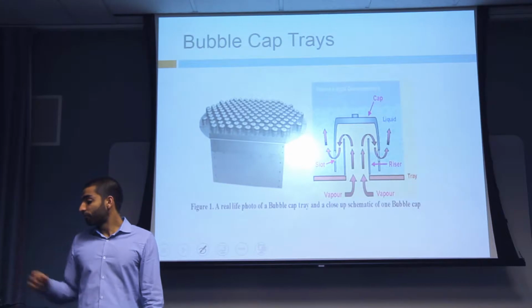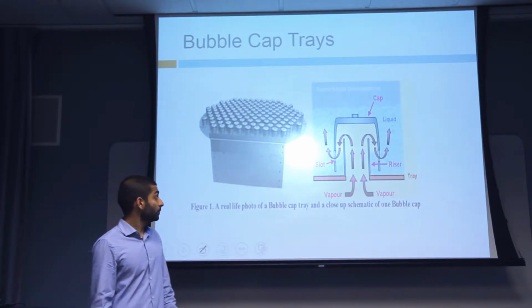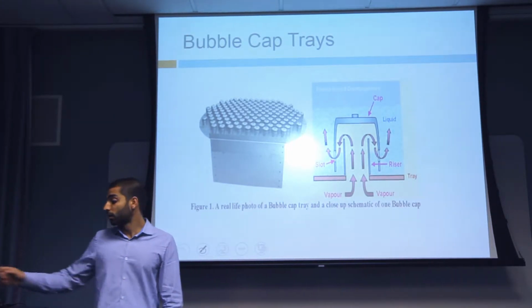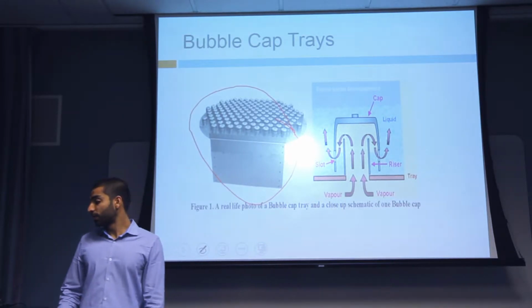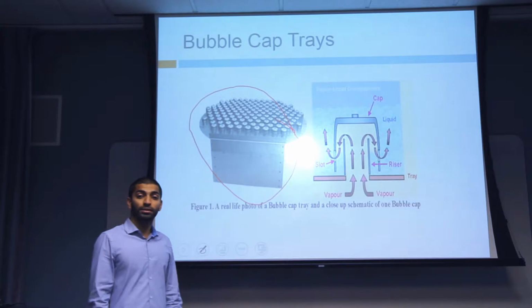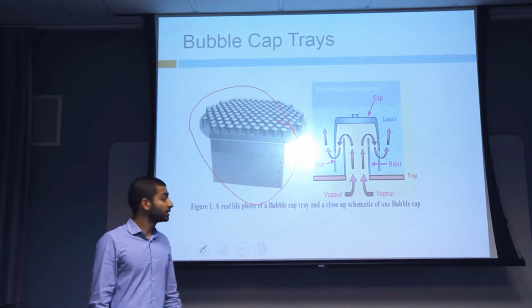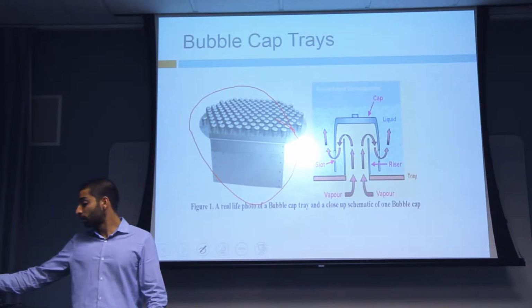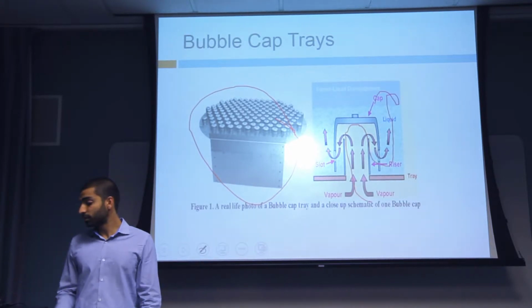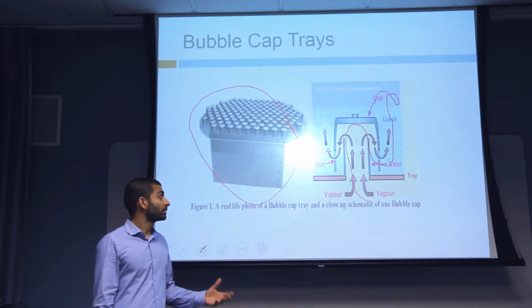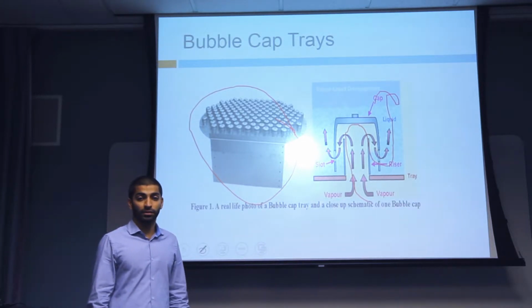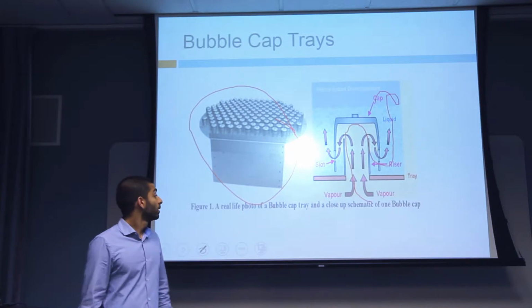Let's look at bubble cap trays. On the left side over here, you have a real life photo of a bubble cap tray, what it looks like. On the right side, you have a zoomed in schematic of one bubble cap. As you can see, the vapor flows down and in through the bubble cap and out through the liquid. This forces the vapor and the liquid to contact, and this increases the contact time and surface contact.